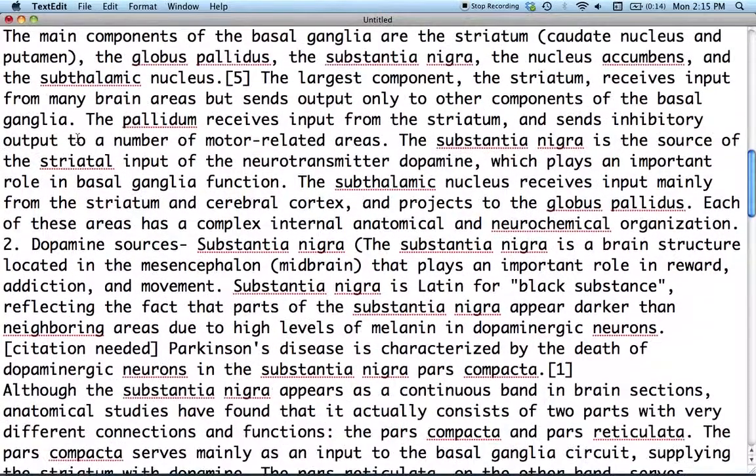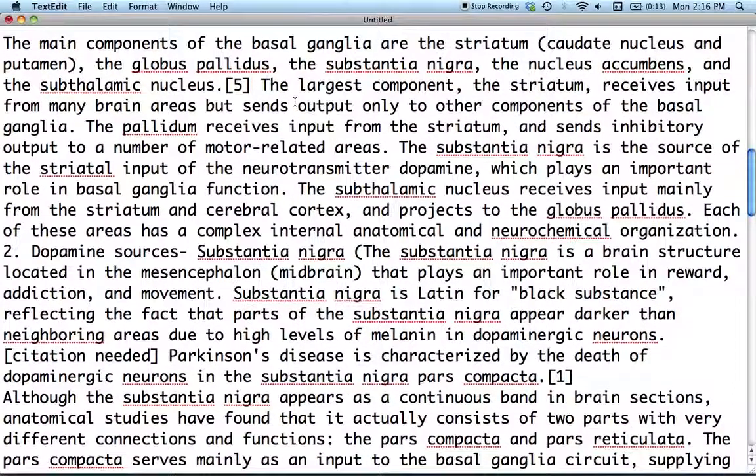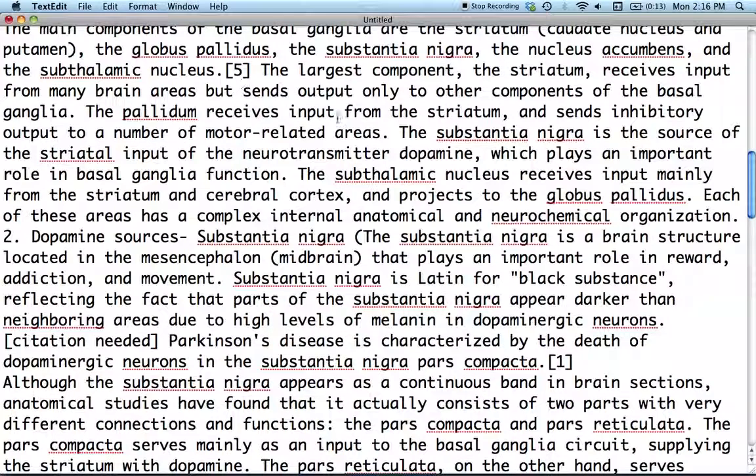So this is from Wikipedia. I'm just going to read through it. The main components of the basal ganglia are the striatum, which is the caudate nucleus and the putamen, the globus pallidus, the substantia nigra, nucleus accumbens, and the subthalamic nucleus. So there's a lot going on in the basal ganglia. The largest component, the striatum, receives input from many brain areas, but sends output only to other components of the basal ganglia.